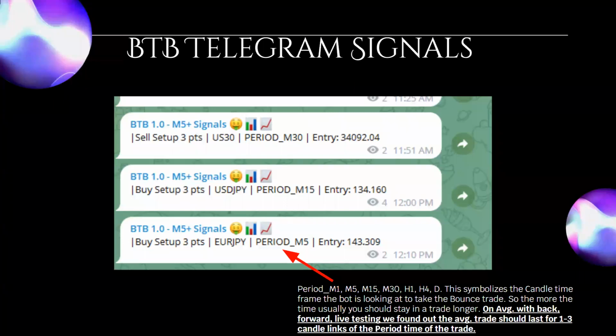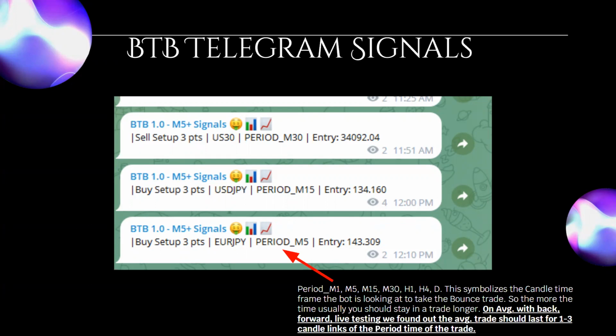So the more the time, usually you should stay in a trade longer. The more the candle time is, the longer you need to stay in the trade. On average, with back, forward, and live testing, we found that the average trade should last 1 to 3 candle lengths of the period time of the trade. So if it's an M15, you should be in the trade for 15 to 45 minutes. If it's an M5 trade, you should be in there on average 5 to 15 minutes. Let's say it's a 1 hour trade. You should be in that trade 1 hour to 3 hours.